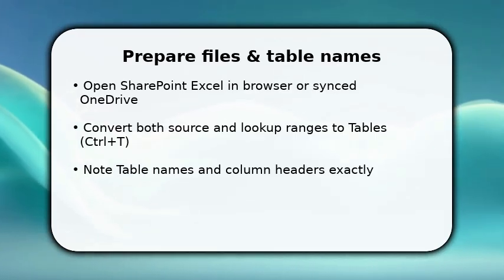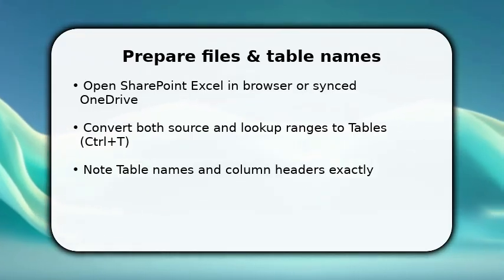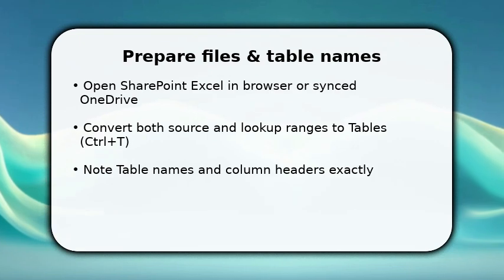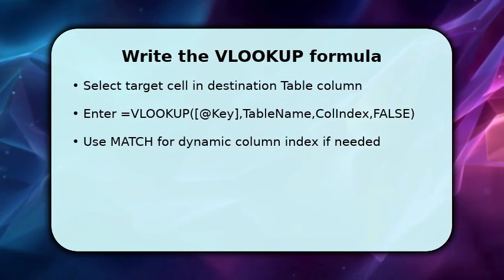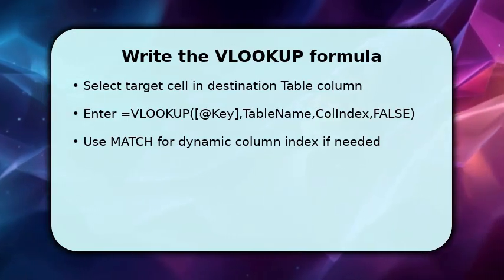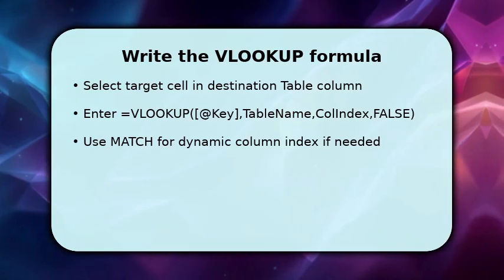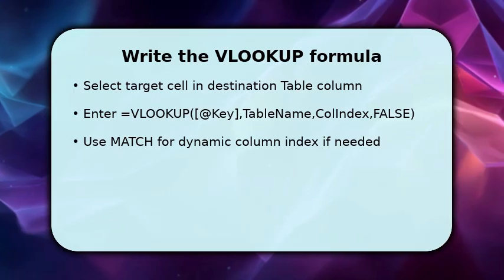Make a mental note of the lookup column header and the return column header. You will reference those names directly in the formula. You place the active cell in the destination table row where the result should appear, then type the VLOOKUP formula referencing the structured table names. For example, equals VLOOKUP(@[Order ID], OrdersTable, 3, FALSE). This finds the exact match in OrdersTable and returns column 3.